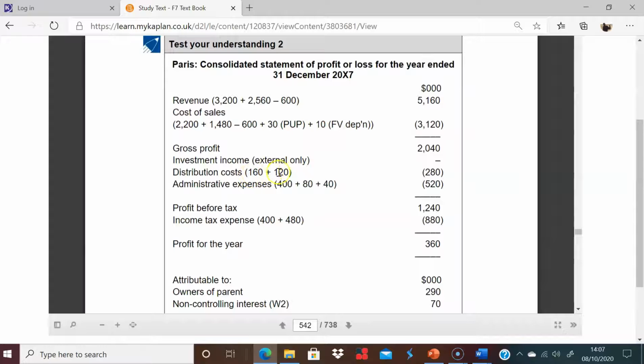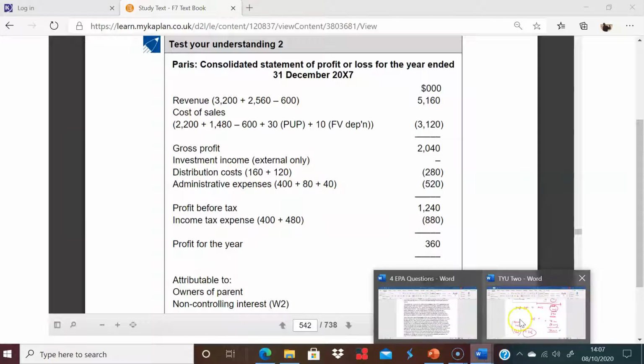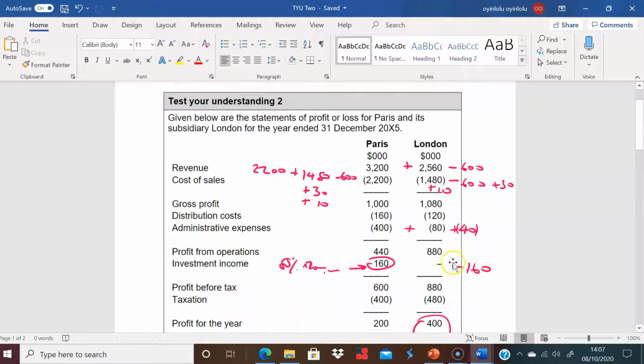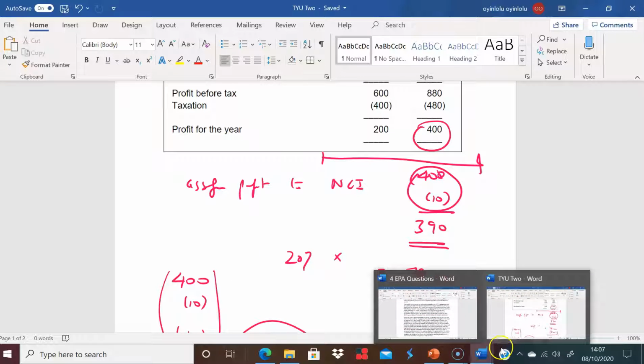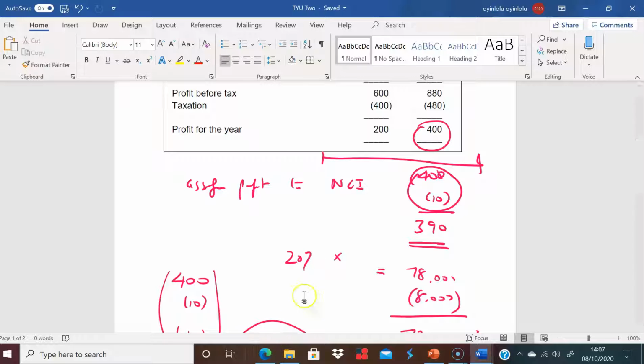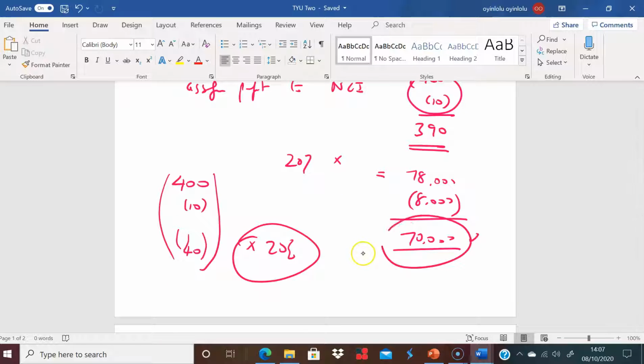Then distribution, investment income. You see they don't allow it. That's the distribution costs there. The administrative costs, we put the 40 in there. We did that as well. We added the 40 on to that. And then we're done. Like I said, what is important is that we calculated and we got our 70 grand.